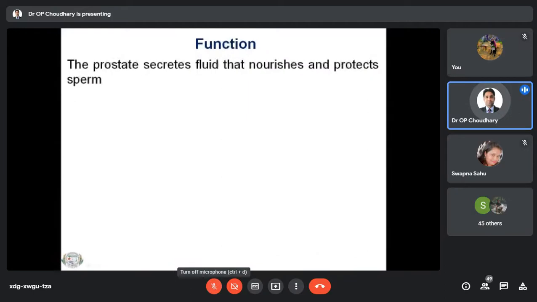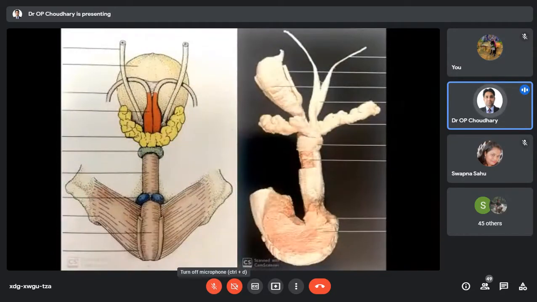The prostate usually secretes fluids that nourish and protect the spermatozoa. You can see, I already told you that this is the prostate gland. So in the prostate gland there is one body, and on either side you will find the pars disseminata. The body is closely situated near the neck, because the neck of the bladder will be here. So this is the body, and there will be pars disseminata.